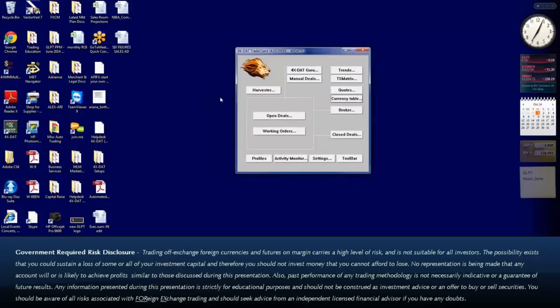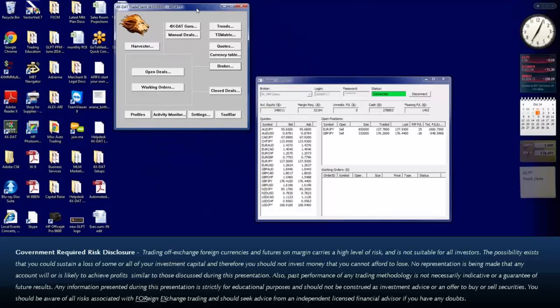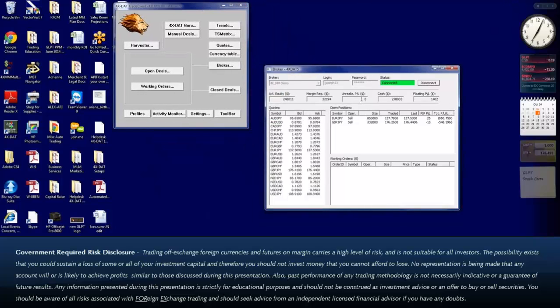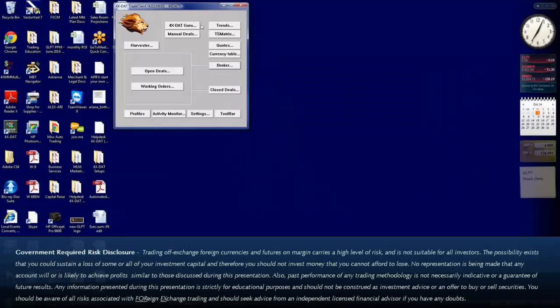What you're looking at is the main window, or some people refer to it as dashboard. This is where all the modules of the software are accessed. For example, this is the broker module. It tells me all the data that the broker is reporting back to me, my available cash balance, etc., my floating P&L, available equity, and so on.